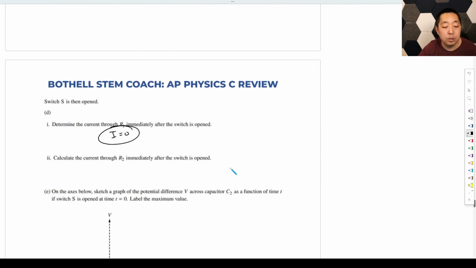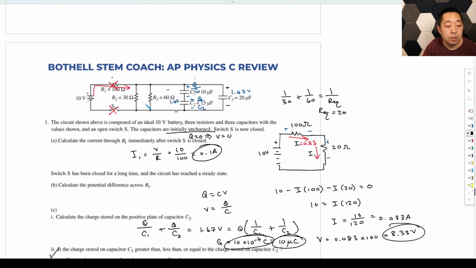Calculate the current through R2 immediately after the switch is opened. So R2 then has this part here. Now, we know this is 1.67 volts. So if we look at our loop rule, these are all parallel, so this is also 1.67 still, because remember the voltage can't change across the capacitor. So those are all 1.67. By those loop rules, we know the voltage across the resistor, so we absolutely know how much current is flowing there.